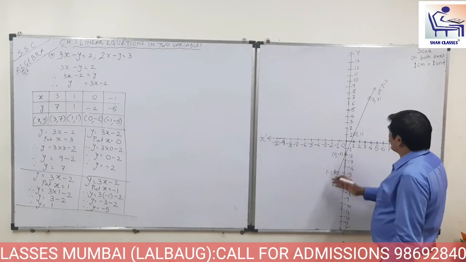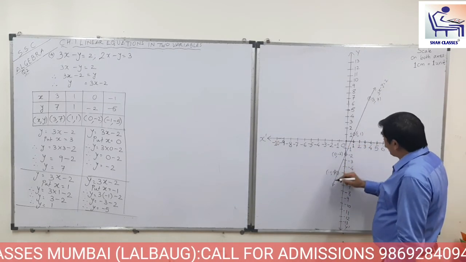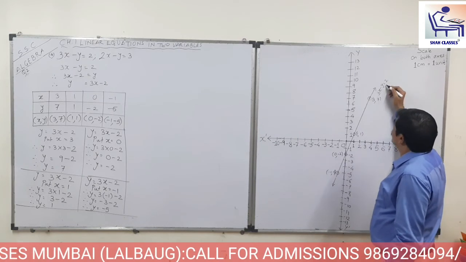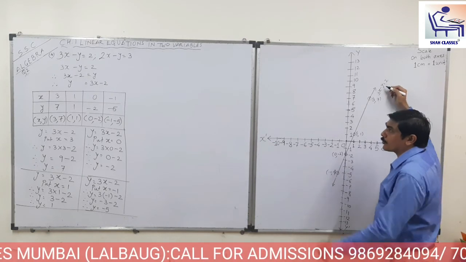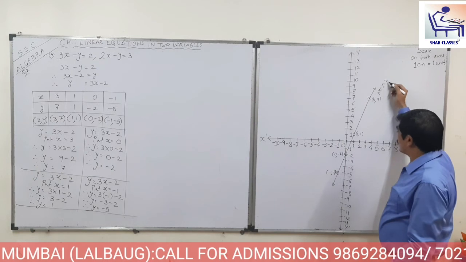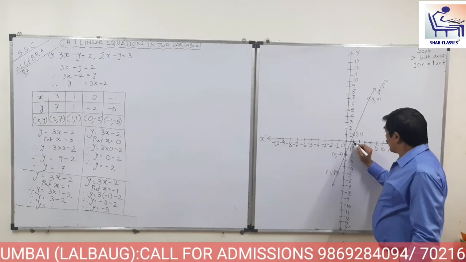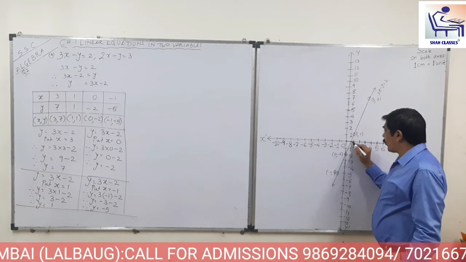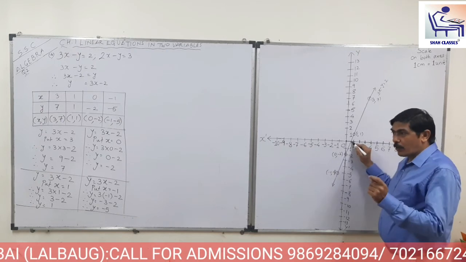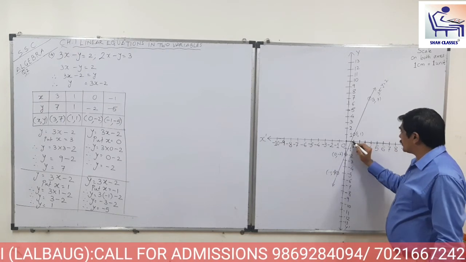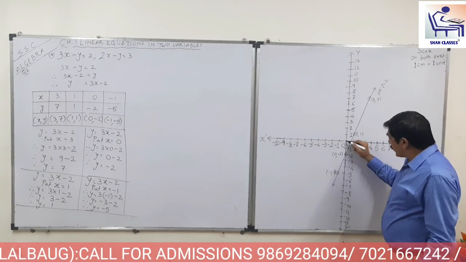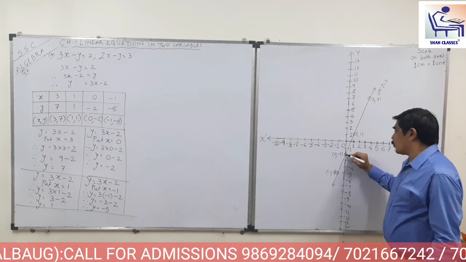We have got all four points, and from those 4 points we got one equation, 3x minus y is equal to 2. So your first equation is ready. It is passing through somewhere around 0.7 or 0.8 on your x-axis, and on y-axis it is passing through minus 2.